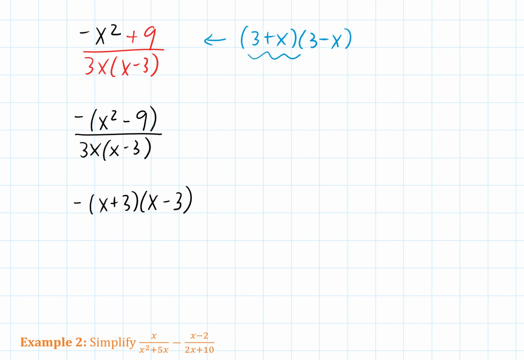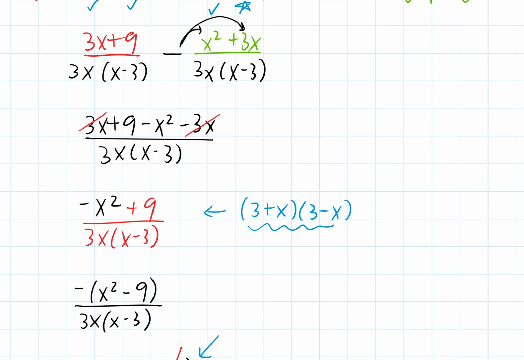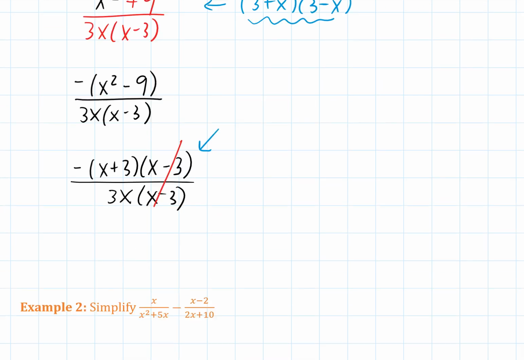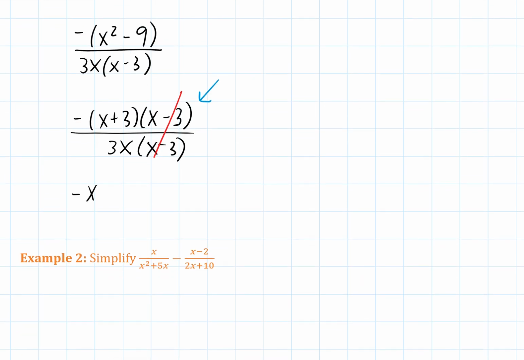So either this or this would work for factoring the numerator, and good thing we did factor, because we can simplify by canceling factors we're multiplying by in both the numerator and the denominator. It asked for our answer in standard form, so we got to multiply out now that we've simplified. So we have negative x minus 3 over 3x, as long as x isn't 0 or positive 3.